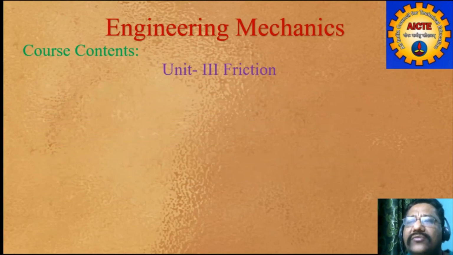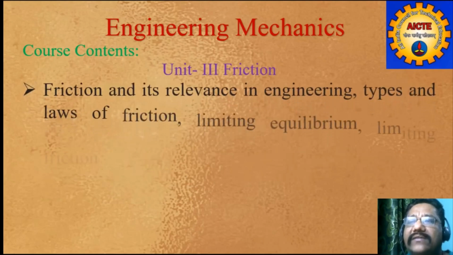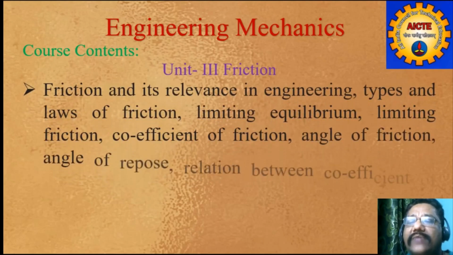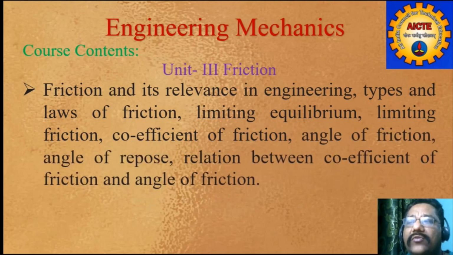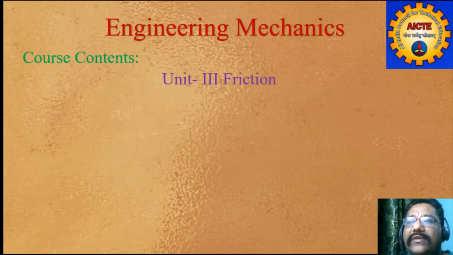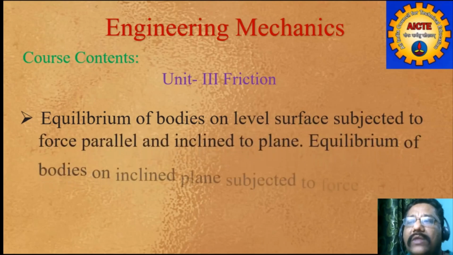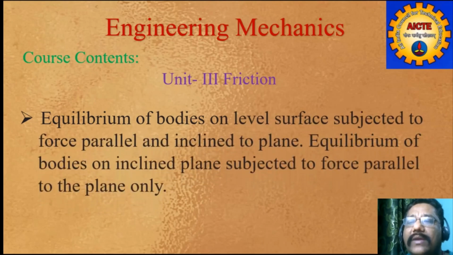Unit 3 is friction. Friction and its relevance in engineering, types and laws of friction, limiting equilibrium, limiting friction, coefficient of friction, angle of repose, relations between coefficient of friction and angle of friction, equilibrium of a body on a level surface subjected to force parallel and inclined to the plane, and equilibrium of bodies on an inclined plane subjected to force parallel to the plane only.